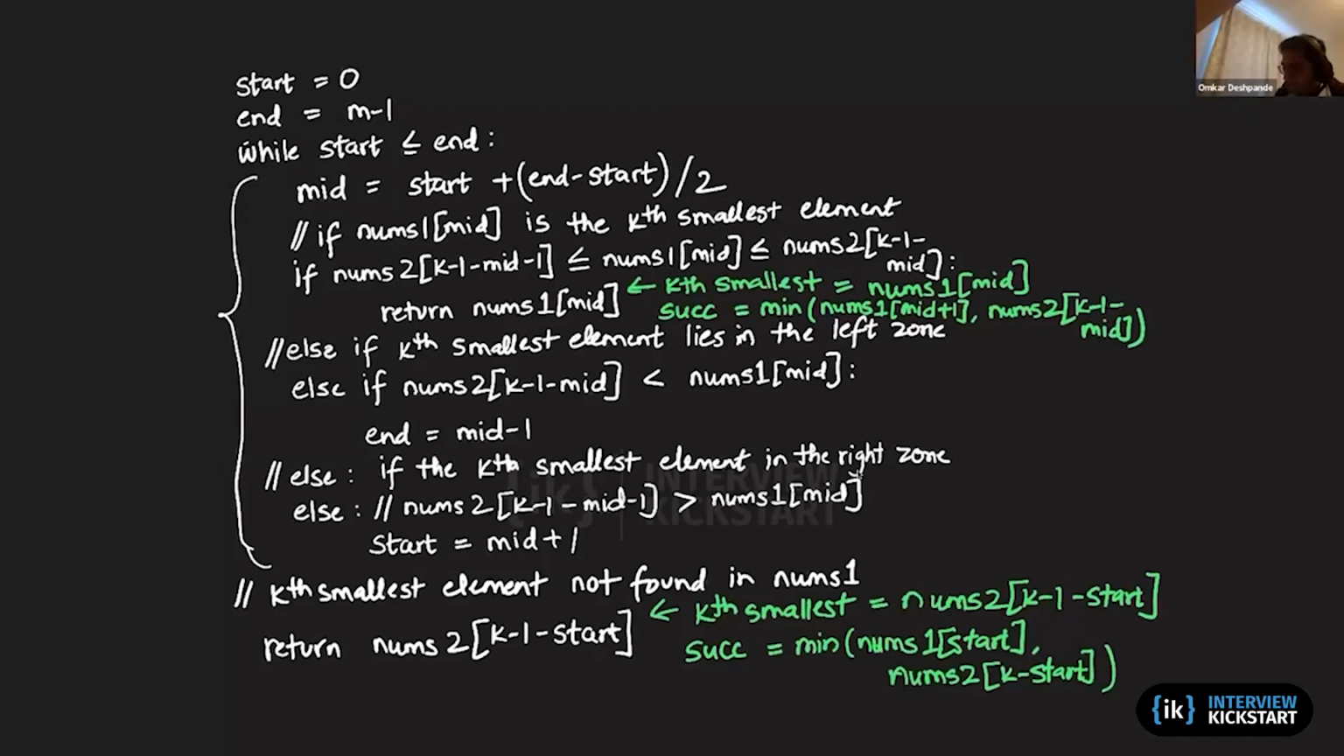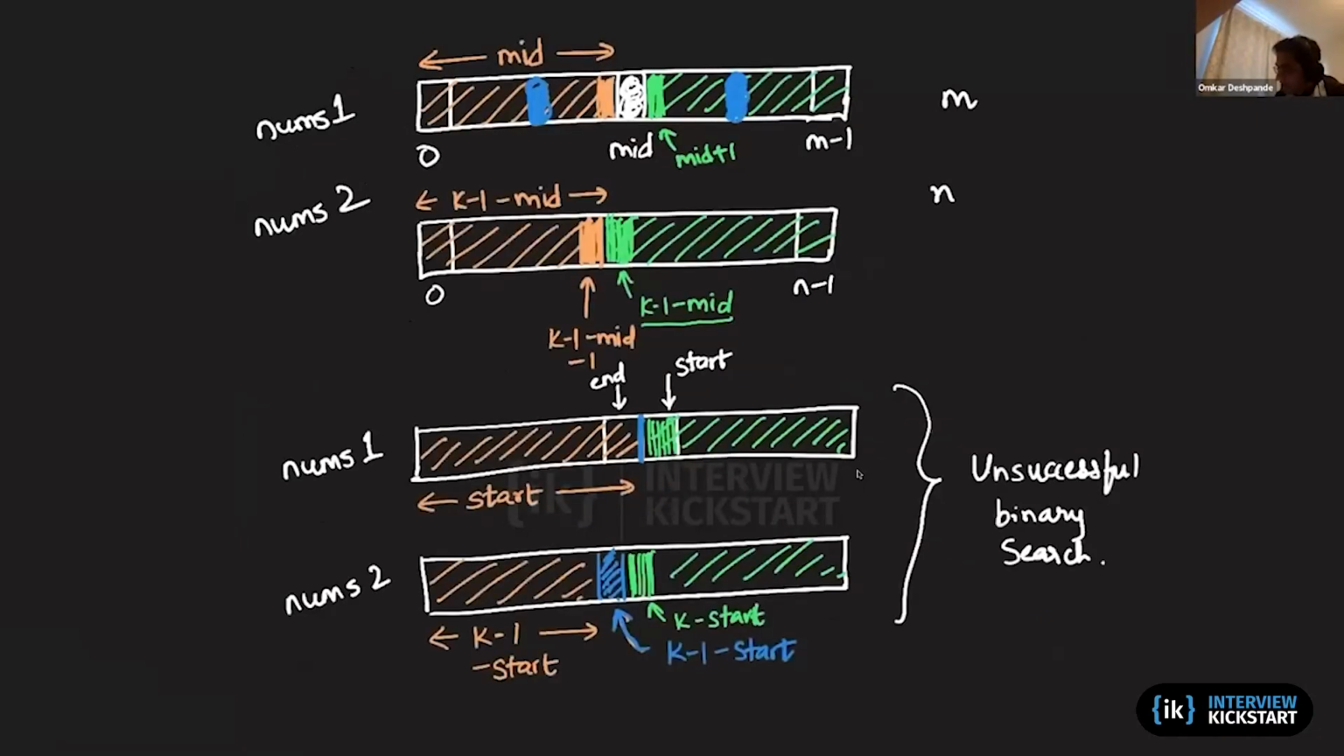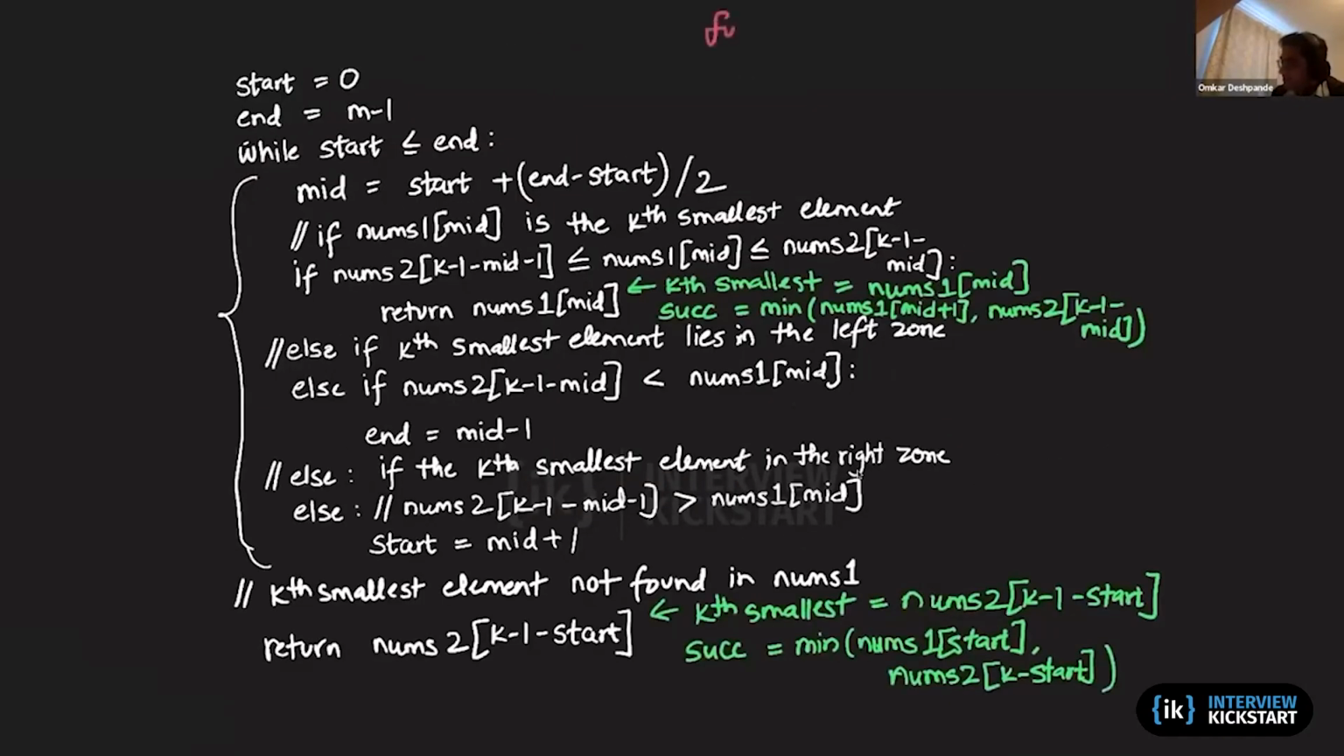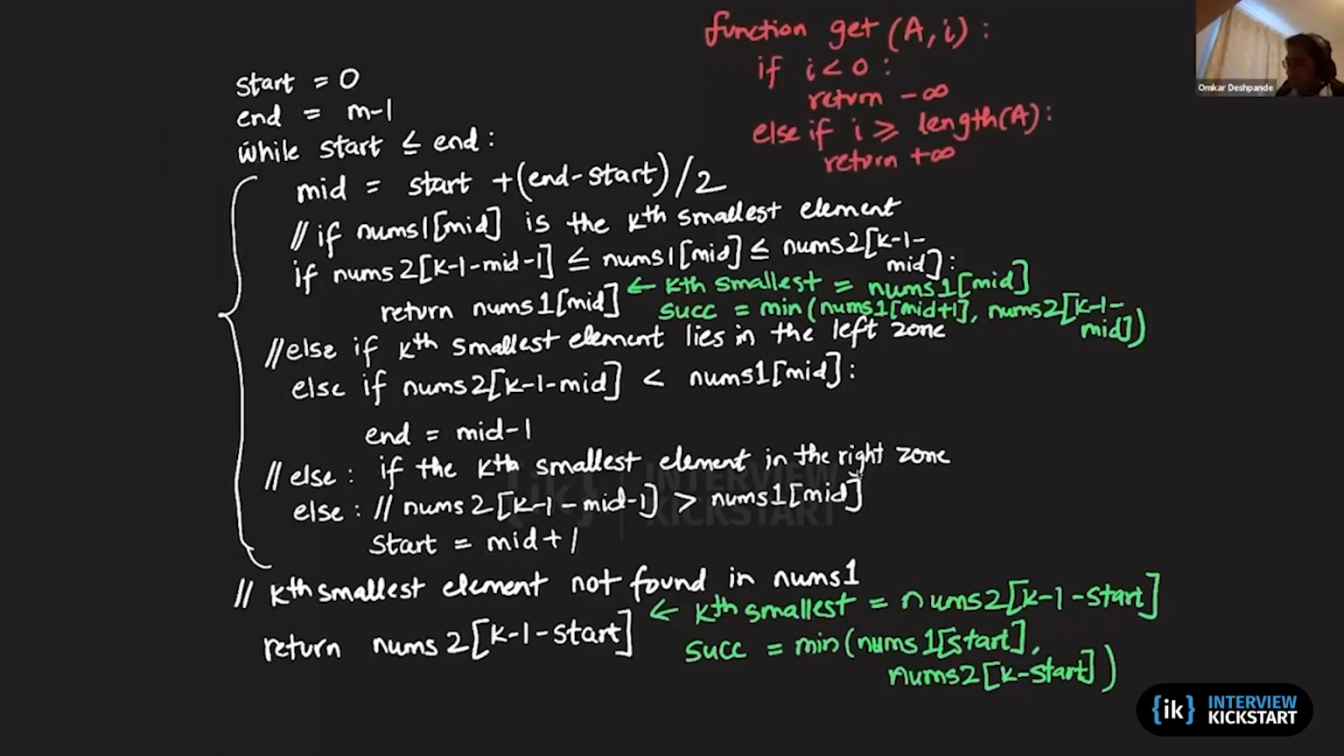So what I mean is, I could define, let me do it here only, a function called get, which takes an array A and an index I. If the index is invalid in either direction, if it's less than 0, we return minus infinity. If it's more than or equal to the length of the array, that means it's crossed the right side, we return plus infinity. And if neither happens, then we know the index is valid, so we can do the lookup.